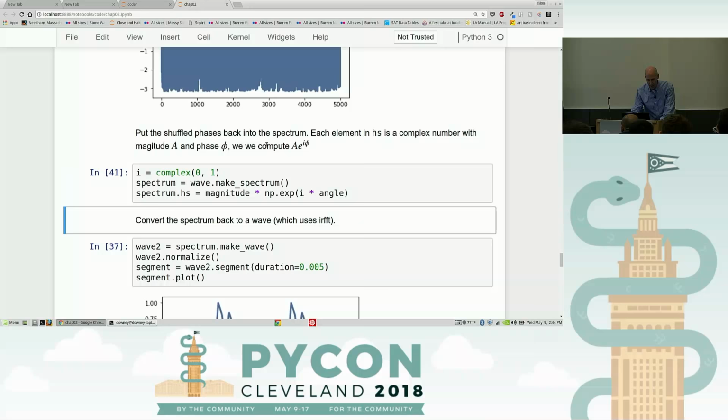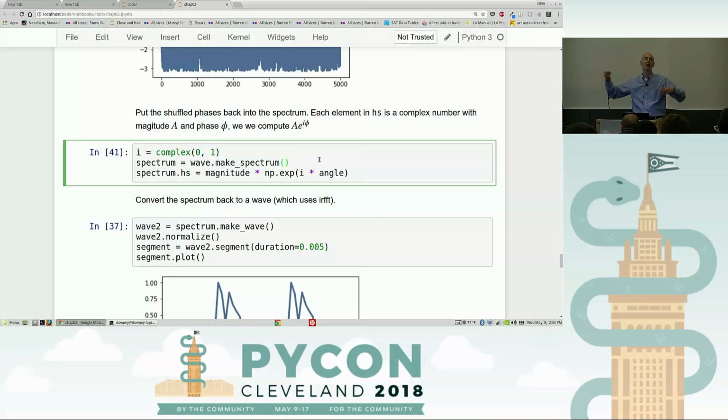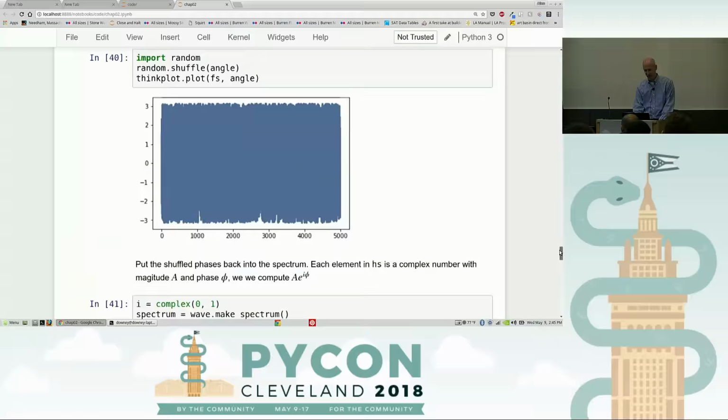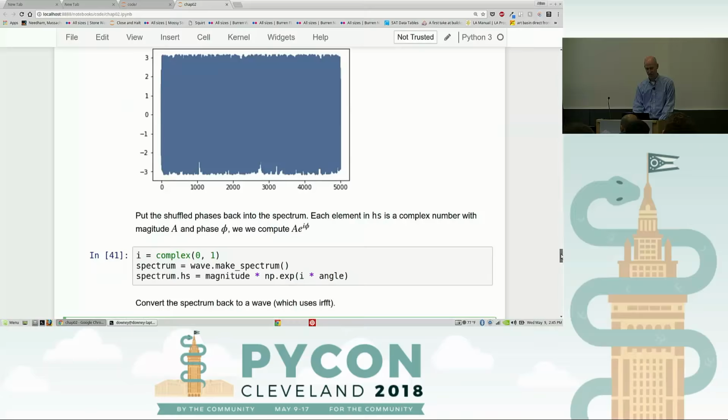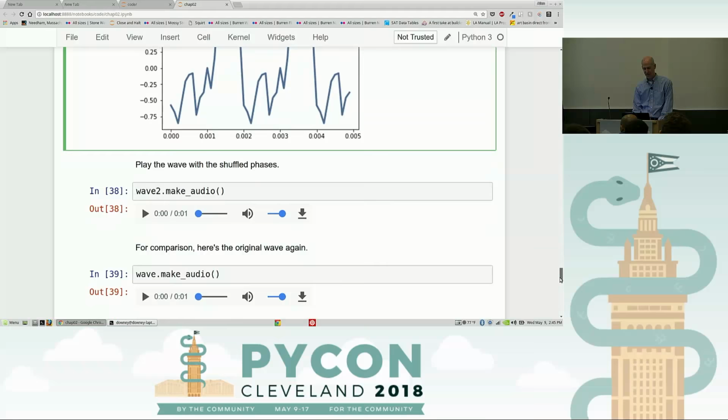And then this code right here is taking the amplitudes, which I have not changed, and the phases, which I have shuffled, and packing them back into a spectrum. I can then take that spectrum and do the inverse Fourier transform to get the corresponding wave. That's what's going on here. And what I see is that my sawtooth, which used to look like this, now looks like this. It is a totally different looking wave. And yet, when I play these two waves, they sound pretty much the same.